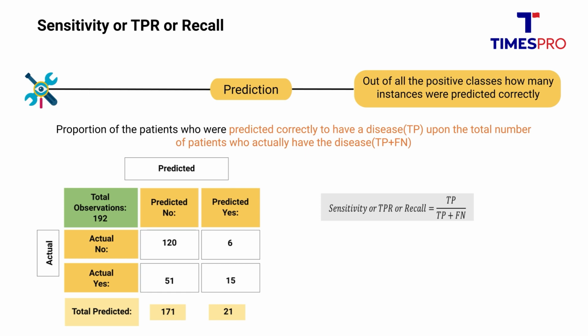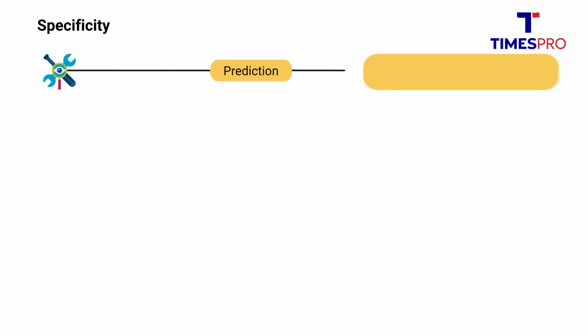It's given by true positive divided by true positive plus false negative. From our confusion matrix, sensitivity is 15 divided by 15 plus 51, which is equal to 0.2272. Next is specificity. Out of all the negative classes, how many instances were predicted correctly?